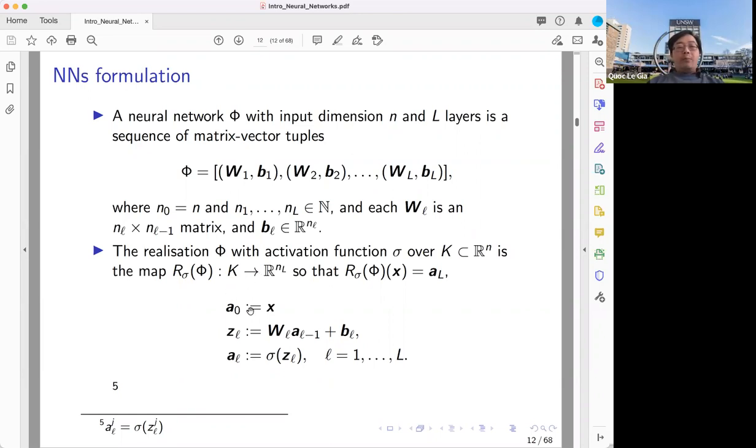Now, how do you compute the output of a network? Initially, the activation a0 is just the input vector, x1 up to xn, where n0 is n. Then for the hidden layers, you take the weight matrix, multiply it with the activation, then add the bias vector of that layer. After you get the vector z, you apply the activation function to z. Remember that sigma is a function of one variable, so when we apply sigma to a vector z_l, it just means that we apply it pointwise, element by element. We take z_lj, apply sigma, and it becomes a_lj. That's what is meant here.